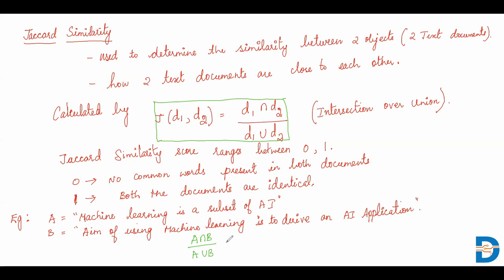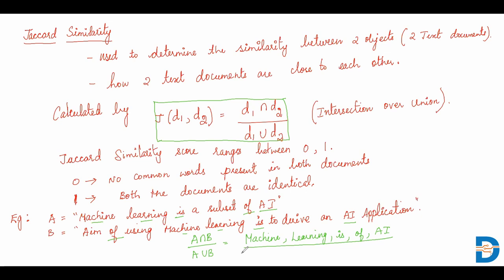According to this, we can see the common elements. You can see this word, this word, this word is present, this is present, right? These are the common elements we have. So let's pick only the common elements: mission, learning, is, of, AI. These are the common words present in both the documents, right? So this will be A intersection B.